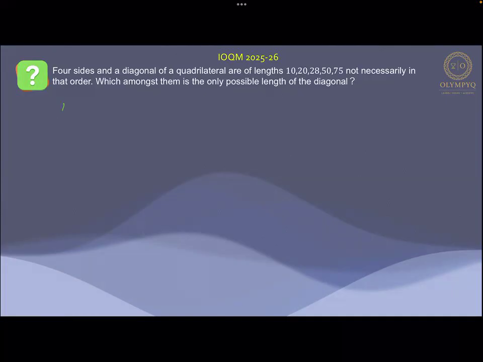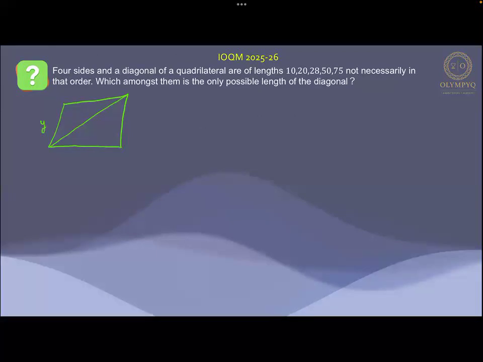So let's say we have a quadrilateral which has been drawn in this way. And this is one of the diagonals which we are talking about. Let's call this length y. This length we can call x, this one is u, this one we can call v, and this one will be d. Now we'll start with the condition.